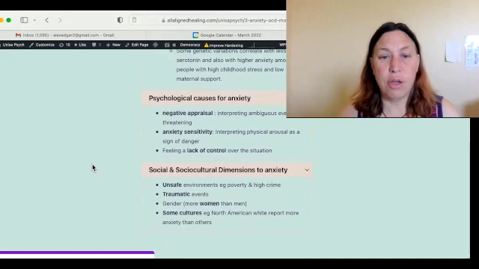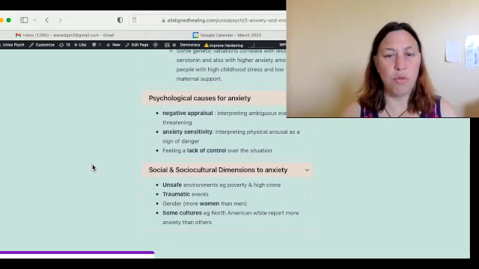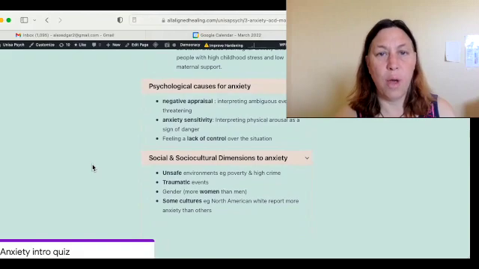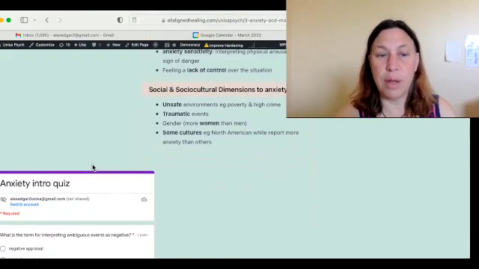Social and sociocultural dimensions to anxiety. Unsafe environments, trauma tends to affect women more than men, and some cultures more than others. White people in America more than others.